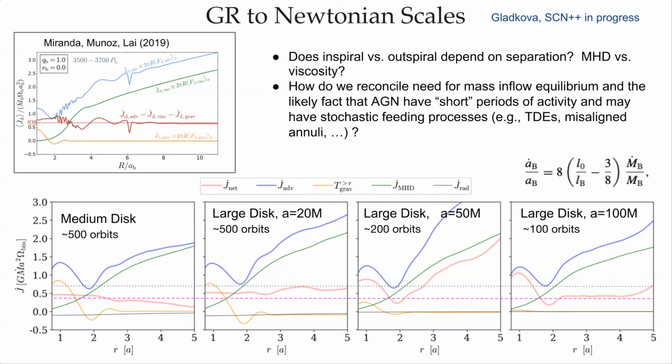But if it's above it, it wants to increase the separation of the black holes. So it seems like our GRMHD simulations predict something closer to the threshold value. So this issue may not be completely solved yet.